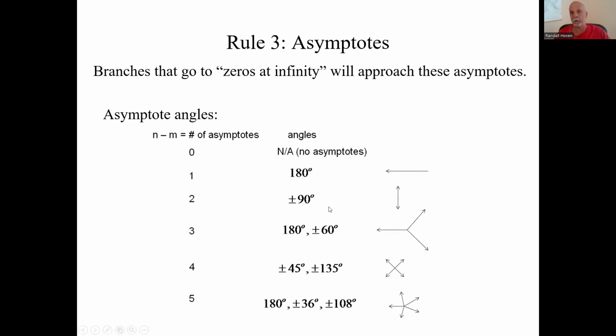And where do the asymptotes go? Well, there are going to be as many asymptotes as whatever n minus m is. In our example, we had 3 poles and 1 zero, so the difference is 2. So we're going to have 2 asymptotes in that case, straight up and straight down. Here are the pictures. We always have equal angles. Here it is, I guess, 180. Here it's 120. Here it's 90, etc. This is the kind of stuff I let my students put on a formula sheet.